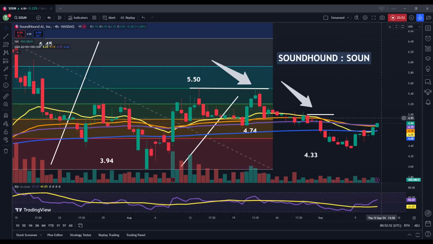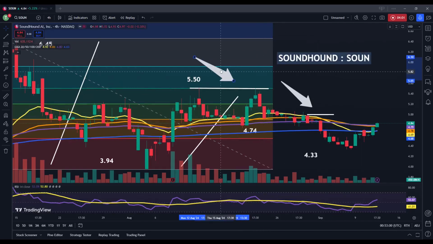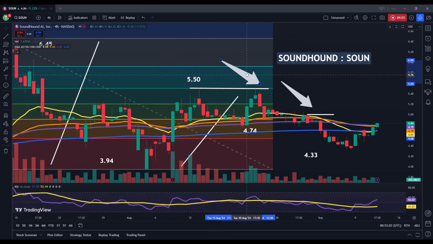So if we were to see some further price movements here, my next price target for the stock would not be the $5 mark. I would be looking at this $5.50 area because this is essentially a double top resistance zone that has been tested on 2 different occasions.